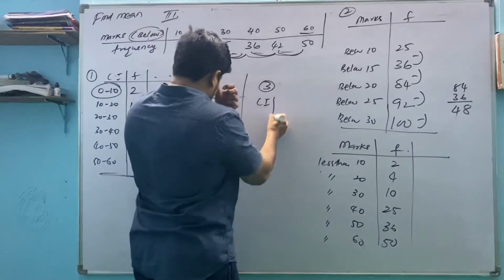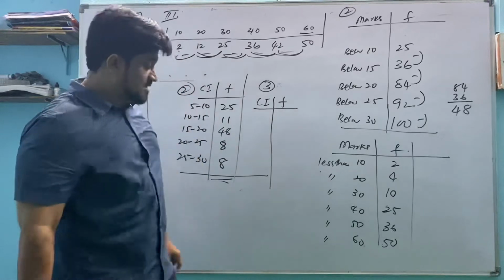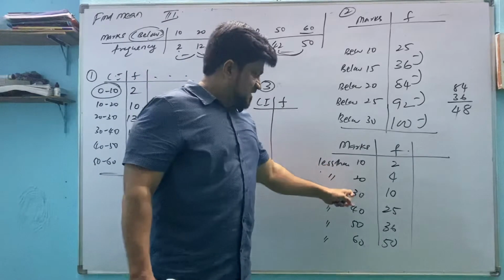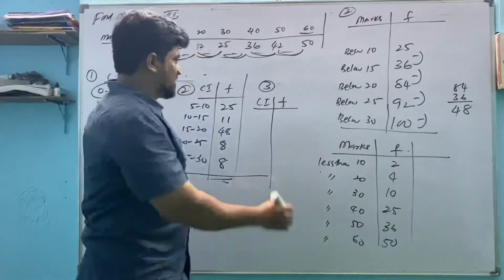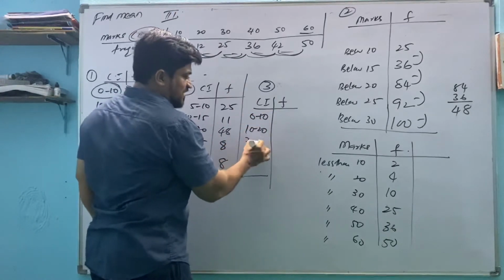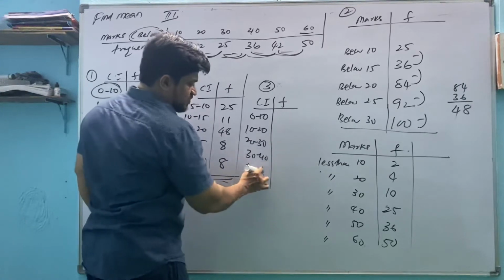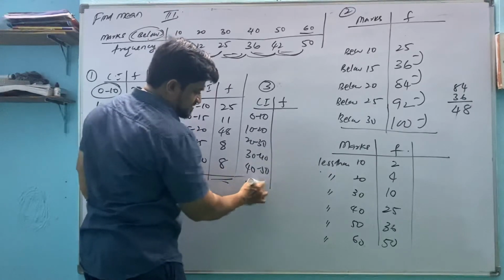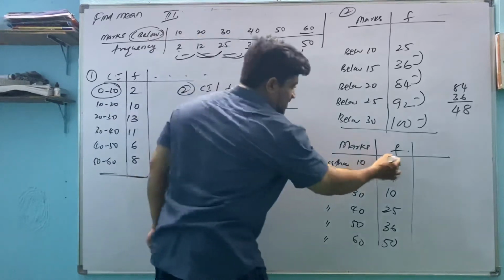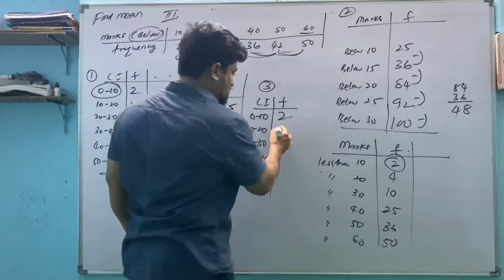Class interval, frequency. Now check the difference. Less than 10, less than 20, less than 30, 10 difference. So we can form classes 0 to 10, 10 to 20, 20 to 30, till 30 to 40, 40 to 50, 50 to 60. First frequency as it is, 2. Then the rest of them: 4 minus 2 is 2.